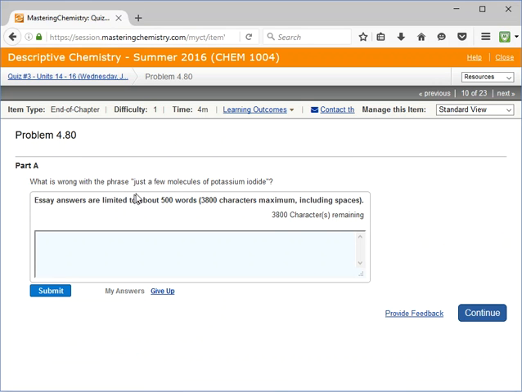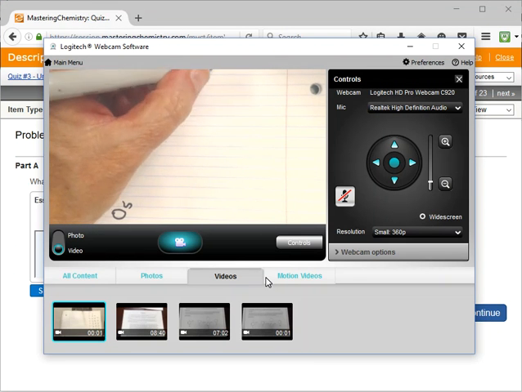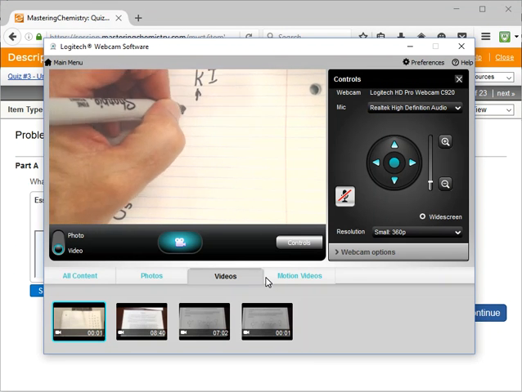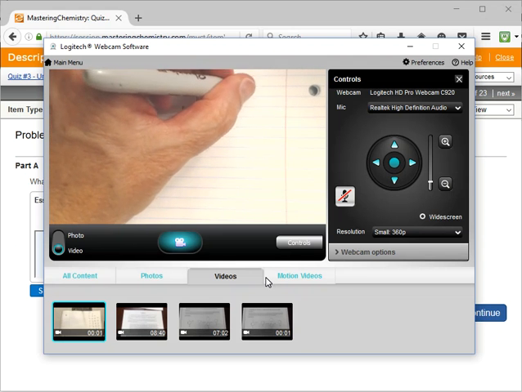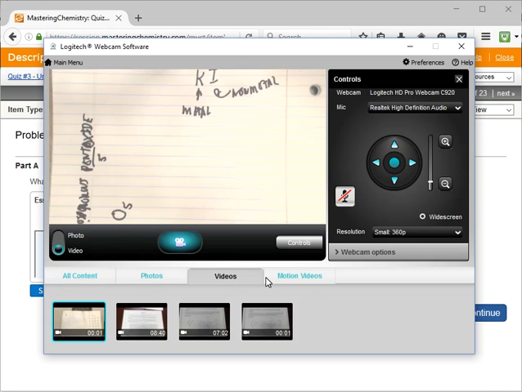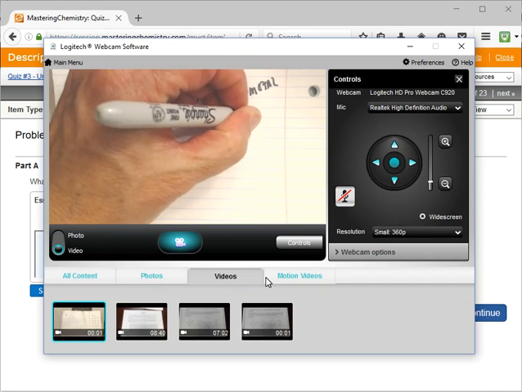What's wrong with the phrase, just a few molecules of potassium iodide? Well, that's when it was an essay question. The thing I want you to think about is potassium iodide is what kind of a compound? If I have potassium and I have iodine, this is a metal and this is a nonmetal over here. So when those go together, what kind of compound do they form? Is it molecular or is it ionic? That's right, it's ionic. So it's an ionic compound, which means it transfers electrons from one to the other.